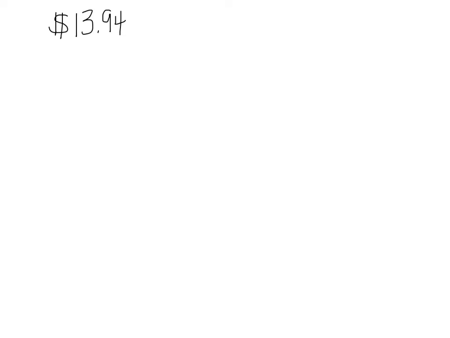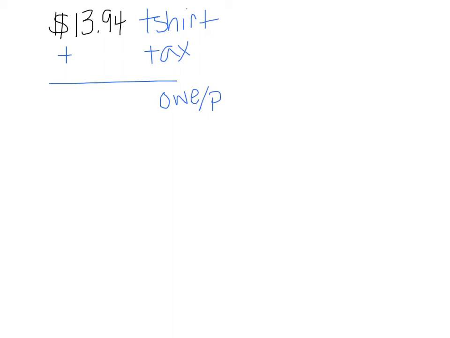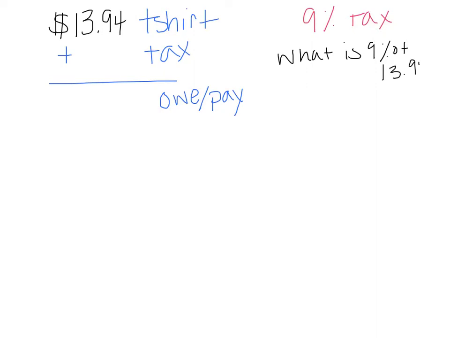Okay, so this $13.94 is the cost of the t-shirt. But when I go up to the register, they're going to ring in $13.94 for the t-shirt, and then they're going to add tax to it. And then they're going to tell me what I owe. So we have to figure out what the tax is. In Alameda County, our tax rate is 9%. Every county or city has a different tax rate, but ours is 9%. So I have to figure out what is 9% of that $13.94 shirt. When I figure that out, I know how much tax I'm going to pay. So x equals 9%, which is 0.09, times $13.94.